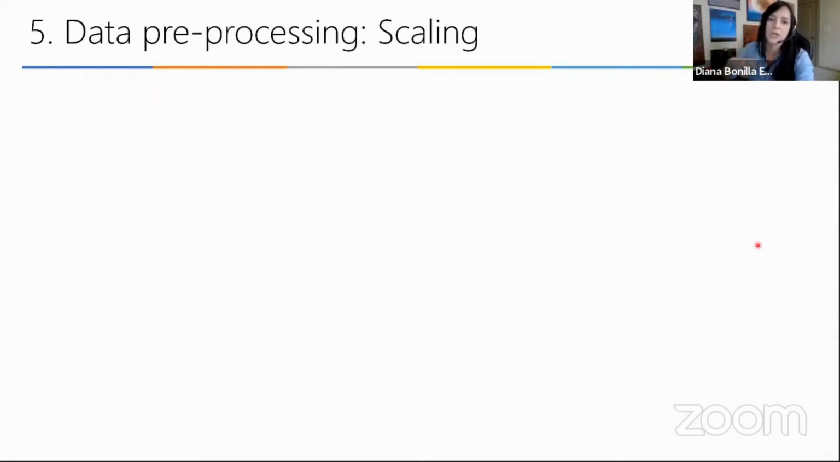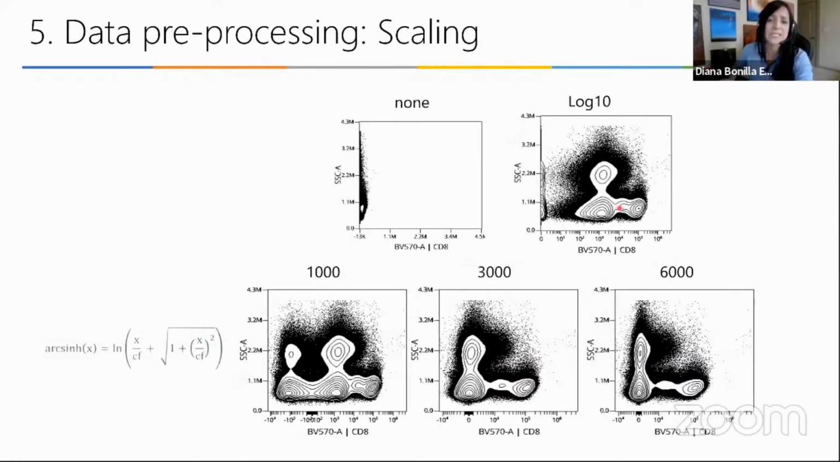And it's also important that you do a proper scaling of your data. This is the same example, same sample, just displayed with different transformations or data scalings. For example, logarithmic, and the one that is going to be critical for today, the arcsinh transformation. For arcsinh, you depend on a cofactor. You can define that cofactor on your own. And these are numbers for that cofactor.